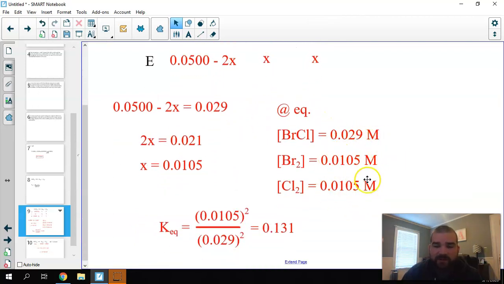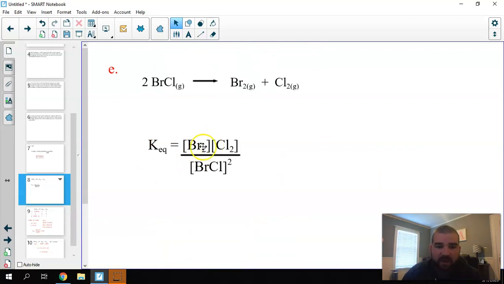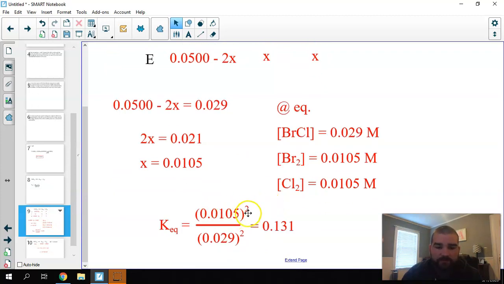I then take that value of x and plug it in for everything, and these are my equilibrium molarities. I plug those back into the K expression, and again, the K expression is set up like this, so I would have 0.0105, 0.0105, and I just squared that right away. And then I have 0.029 for the reactant, sorry, my bad. So this is the products over the reactants, and then you should get a value of K equal to 0.131.